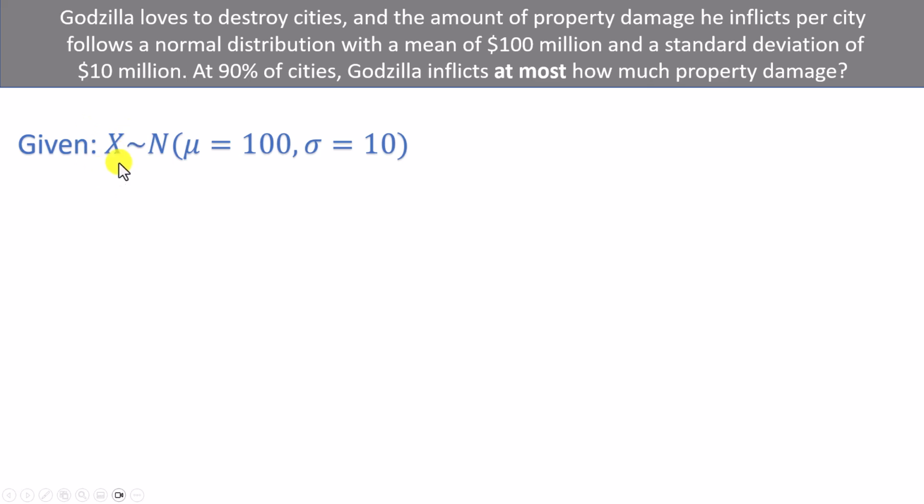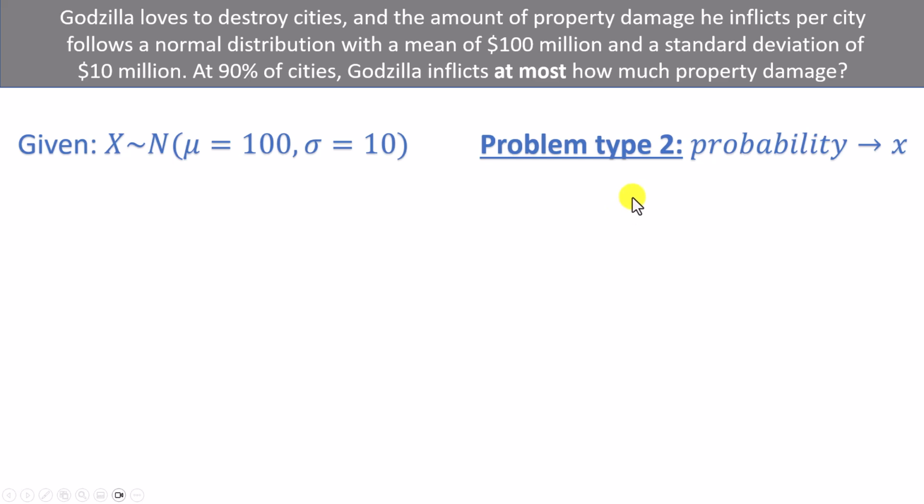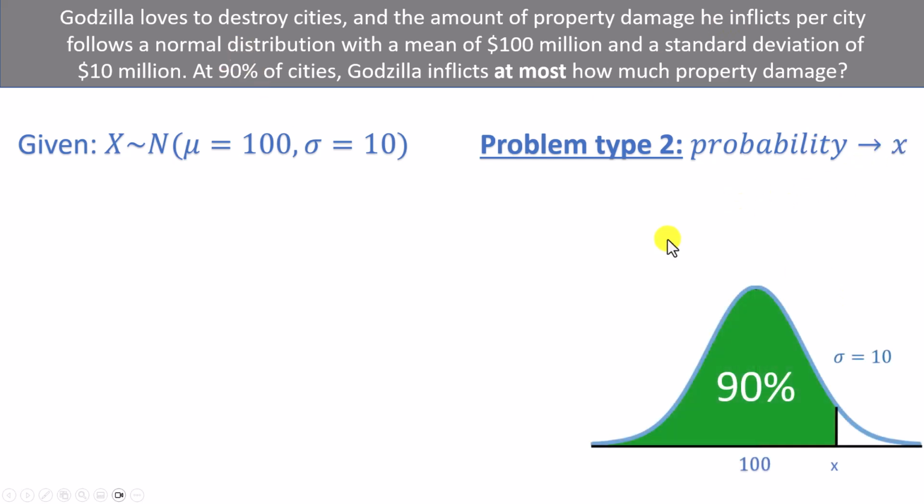So once again, we still have the same setup in terms of the variable, but you should be able to recognize hopefully that this is the reverse of what we've done before, right? We're actually asking for an amount of property damage, which is a value for x, but we are given an area or a probability, right? We're given the 90%. So in the previous problems, we were always solving for that area, but now we're going backwards. Sometimes they call these the backwards or the inverse problems, right? So hopefully you're able to recognize this is going to be a problem type number 2. We're going from that probability to eventually get a value for x. So the first thing I would do is probably draw out the picture. And in this case, they say at 90% of cities, he inflicts at most how much damage.